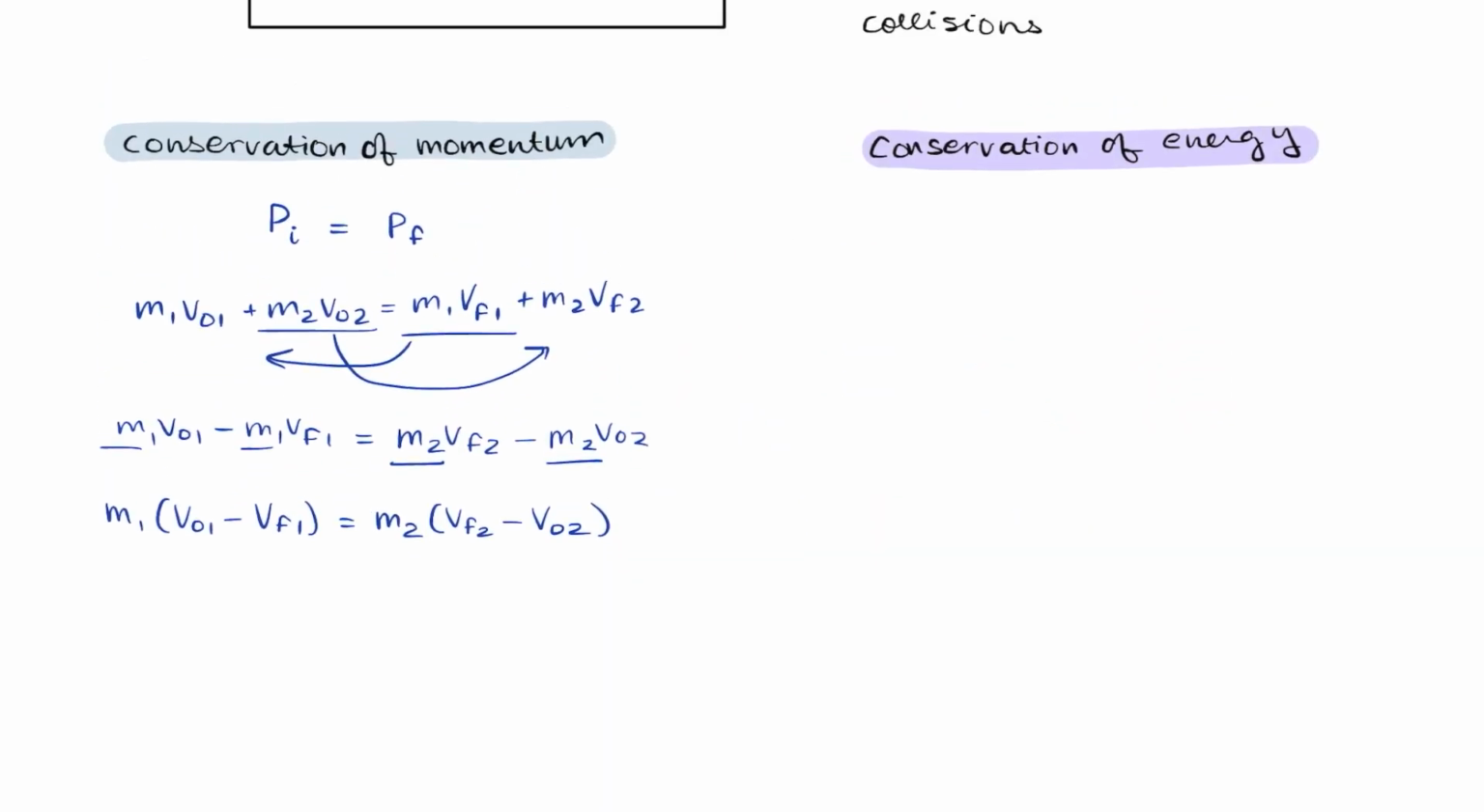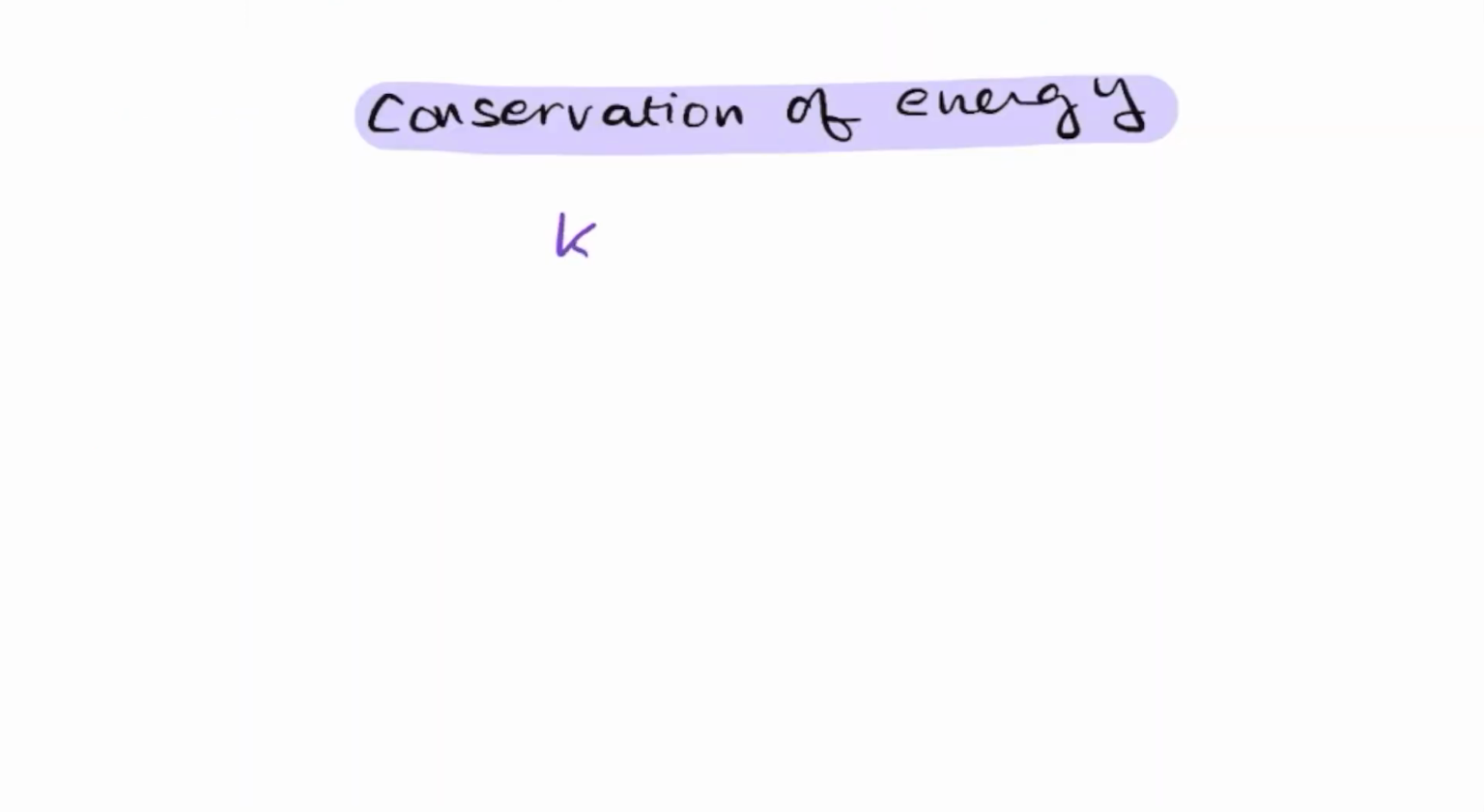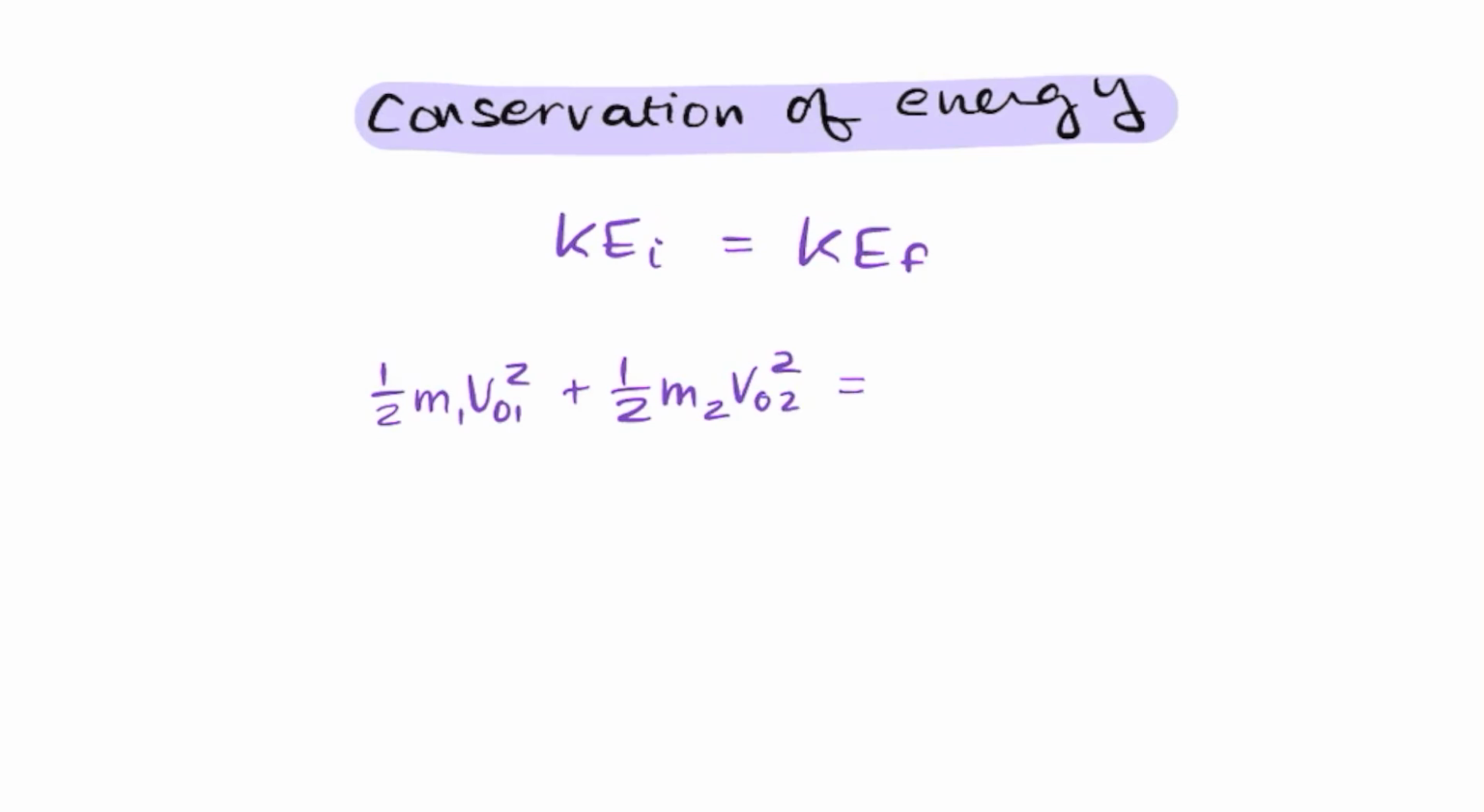Now, we move back over to the other side with energy. We know that in a perfectly elastic collision, the kinetic energy is conserved. So kinetic energy initial equals kinetic energy final. 1/2 mass 1 times velocity initial 1 squared plus 1/2 mass 2 times velocity initial 2 squared equals 1/2 mass 1 times velocity final 1 squared plus 1/2 mass 2 times velocity final 2 squared.